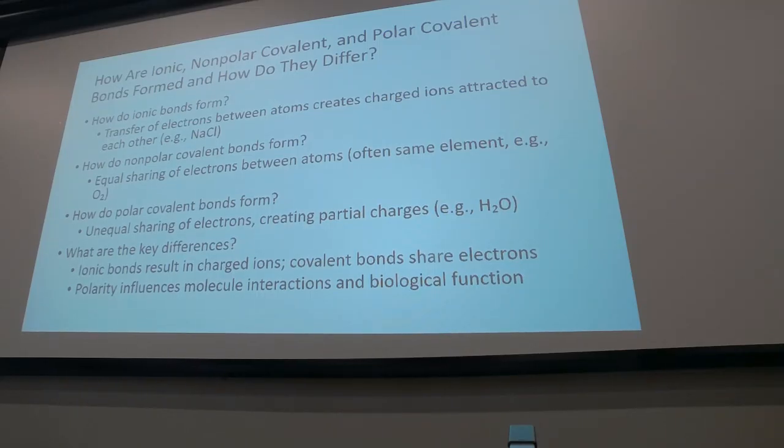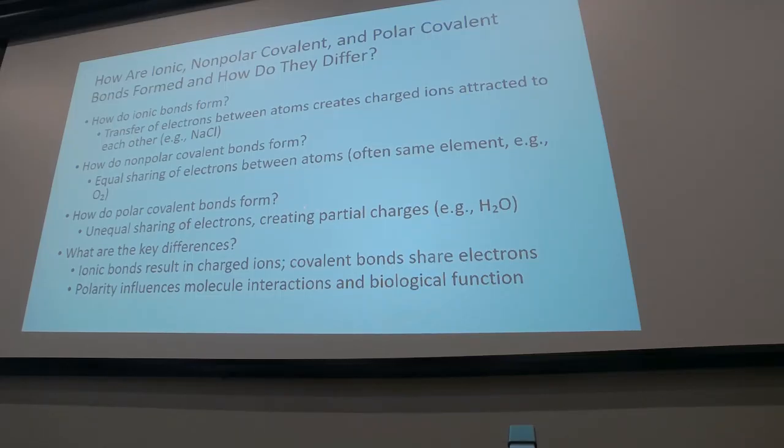And then we can also have the sharing of electrons either unequally or equally. If you have equal sharing of electrons, you will have something that is called a nonpolar covalent bond. Like in the case of oxygen, where they equally share electrons. So one atom of oxygen combines with another, and they share their electrons, and they stay together.